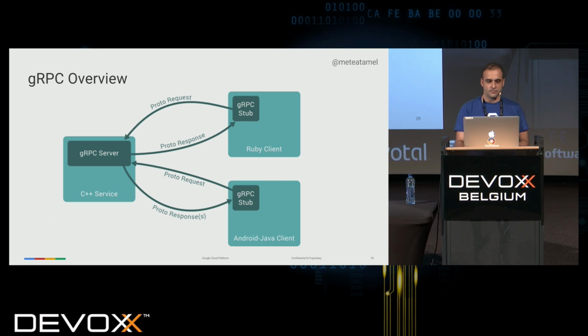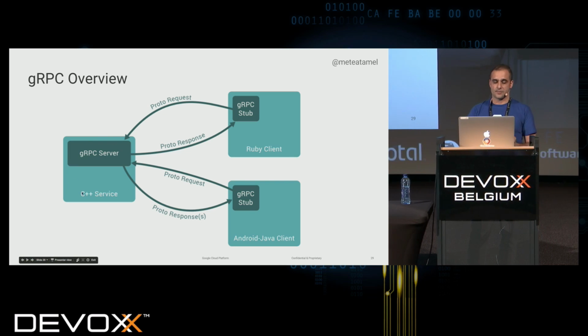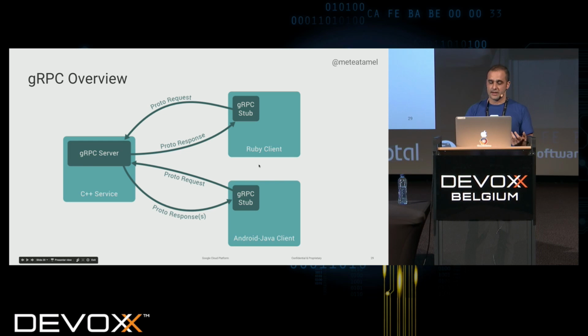And then if you look at it in a graphical way, as I said, there is multiple language support. So you might have a C++ service and a Ruby client, an Android-based Java client. You generate code stubs, client stubs that the client uses, and then you also get some boilerplate code for the server. So once you have these codes, then you can just extend from them. And then the stub talks to the server using Proto, makes a request, gets a response, stuff like that.